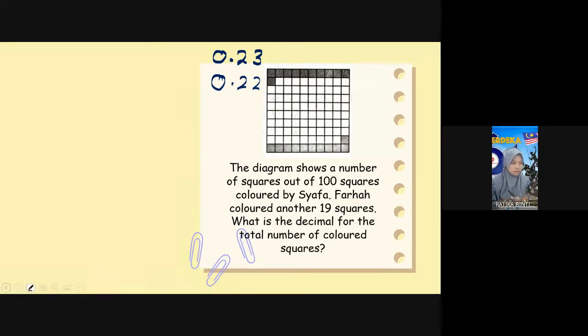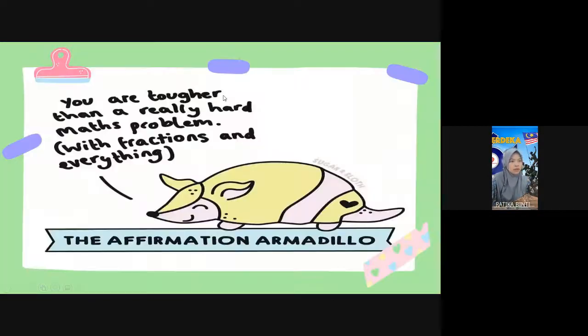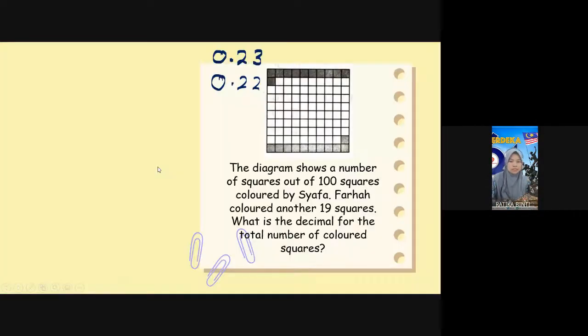Ada? Tak ada? So, we check. 0.212. Delisha say 0.22. Delisha, mana satu jawapan awak? 212 ke 22? Okay, 0.22. Delisha pun dapat jawapan 0.22. Okay, now let's check.